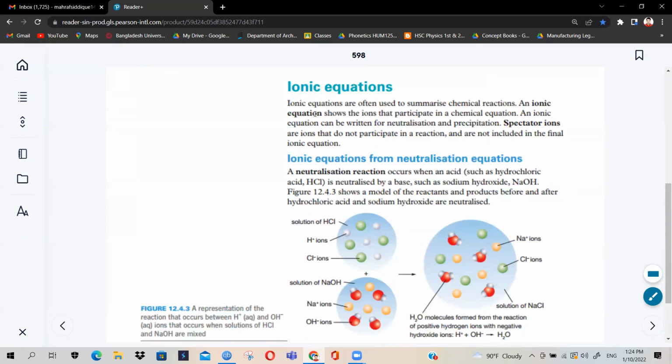So what are ionic equations? You will learn about that more when we study redox reactions, but let's see what we have at this level. Ionic equations are often used to summarize chemical reactions. An ionic equation shows the ions that participate in a chemical equation. An ionic equation can be written for neutralization and precipitation. So what is a precipitation reaction? In this case, something gets precipitated, or some solid compound is found after the reaction has been formed. Say for instance, what could be an example?